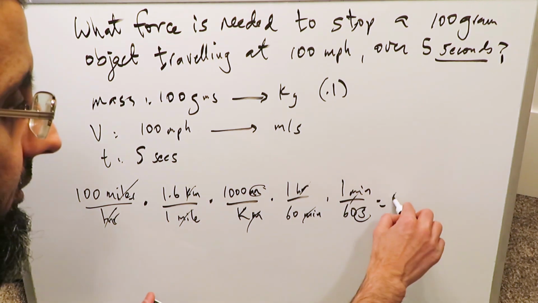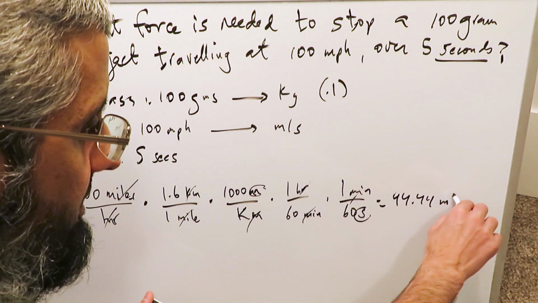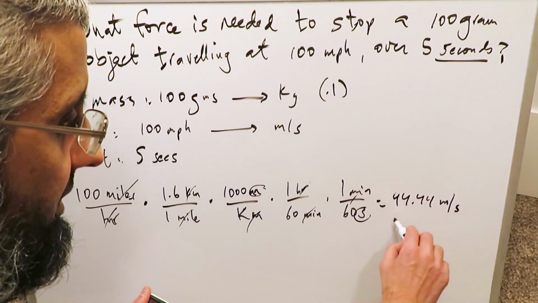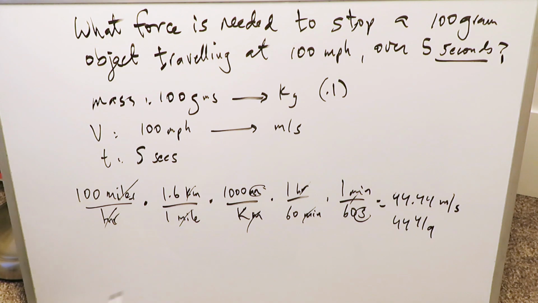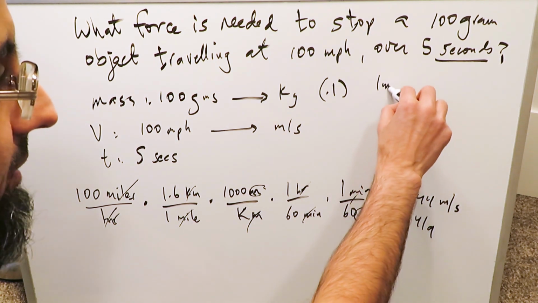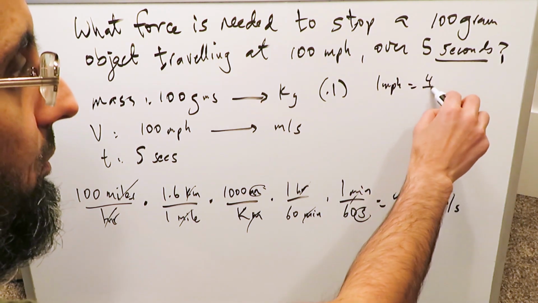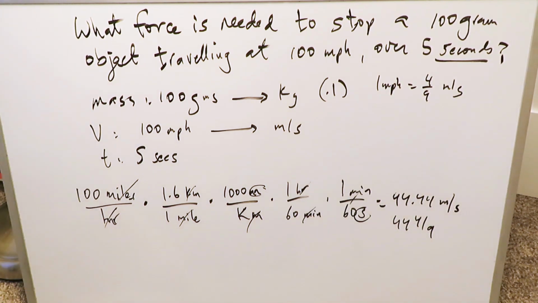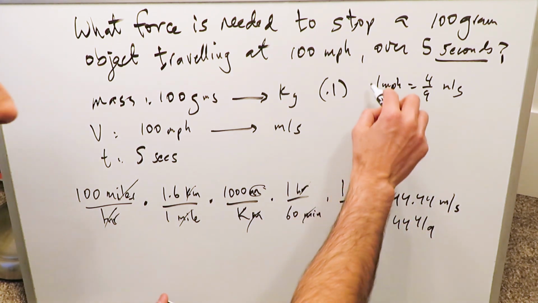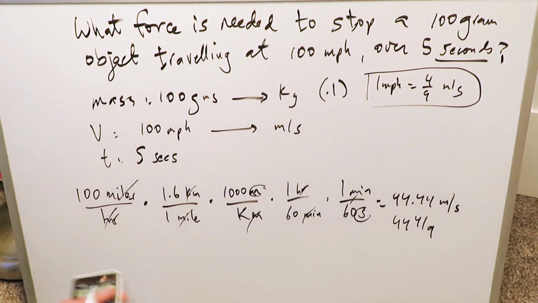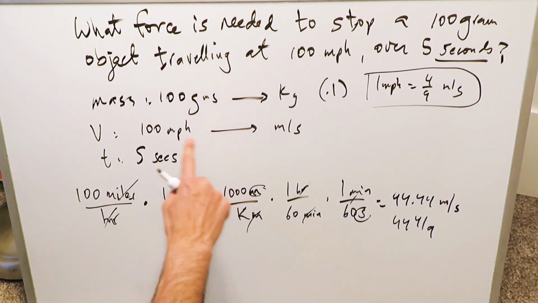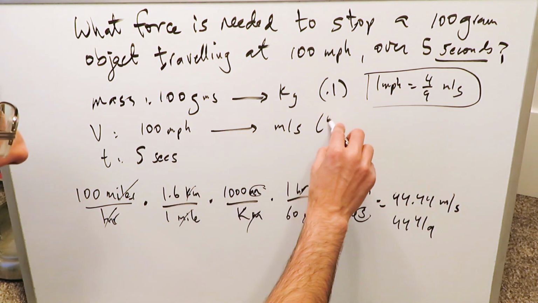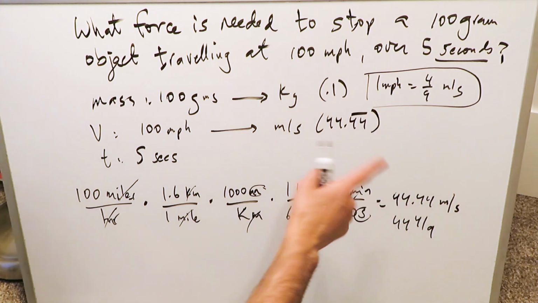What do you get? 44.44 meters per second, or you can say 4 over 9. There's a good shortcut here to remember. Each mile per hour is always equal to 4 over 9 meters per second, which is 0.44 repeating. So you can just do 100 times 4 divided by 9 and you'll get 44.44 meters per second. This is an excellent shortcut to remember. Each mile per hour is equal to 4 over 9 meters per second. So this right here has been converted to 44.44 repeating meters per second.